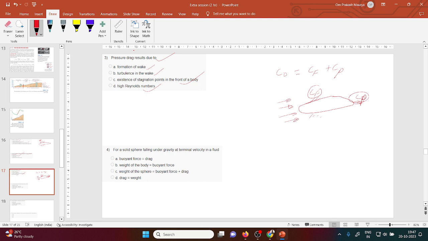So one thing is very important. Suppose one body is there and water is flowing in this direction, or you can say air is also flowing in this direction. Here one low pressure zone exists. This zone is known as the wake. So your pressure drag results due to what? Formation of wake.